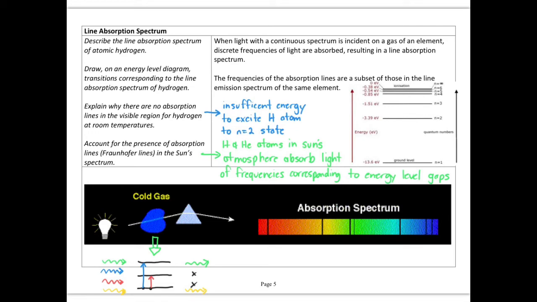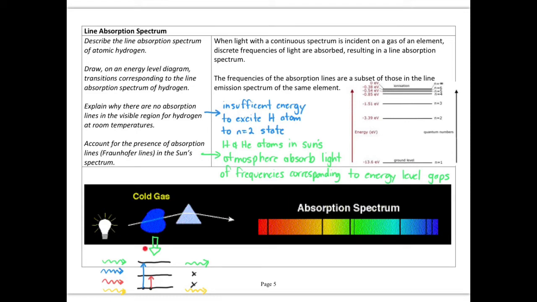So why are these lines missing? Well, when light with a continuous spectrum is incident on the gas of an element, discrete frequencies of light are absorbed, resulting in a line absorption spectrum. The frequencies of the absorption lines are a subset of those of the emission spectrum of the same element. That doesn't make much sense. Think of it a bit like this.